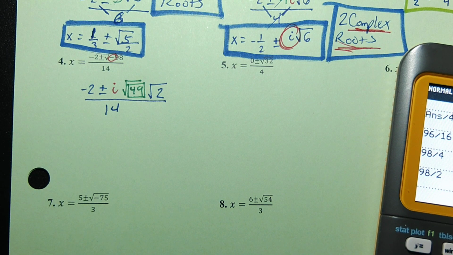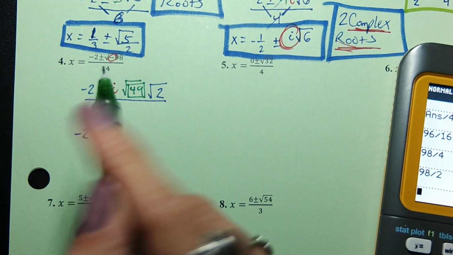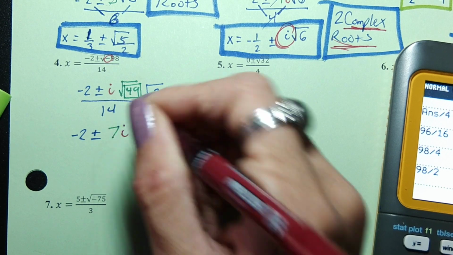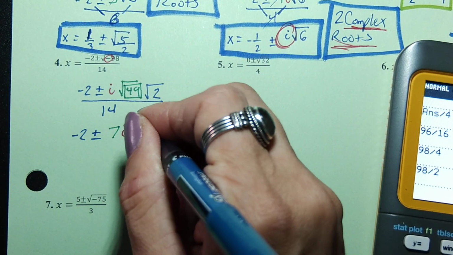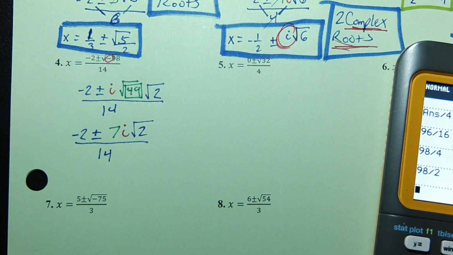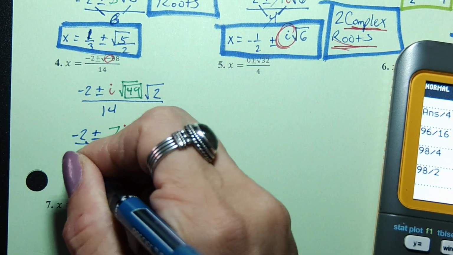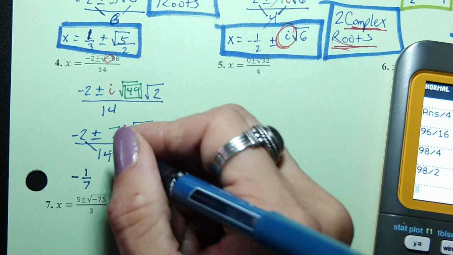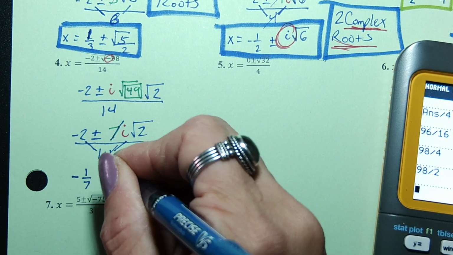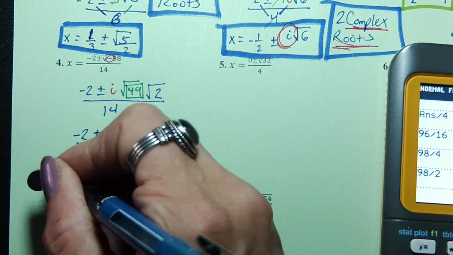So from here, we gotta simplify all that radical stuff fully. So the square root of 49 would be 7. Then i, radical 2 over 14. Using division distribution, negative 2 divided by 14 would be negative 1/7. Gross. We can take a 7 out of both the 7 and the 14, and that leaves us with i square root of 2 over 2. Yuck!